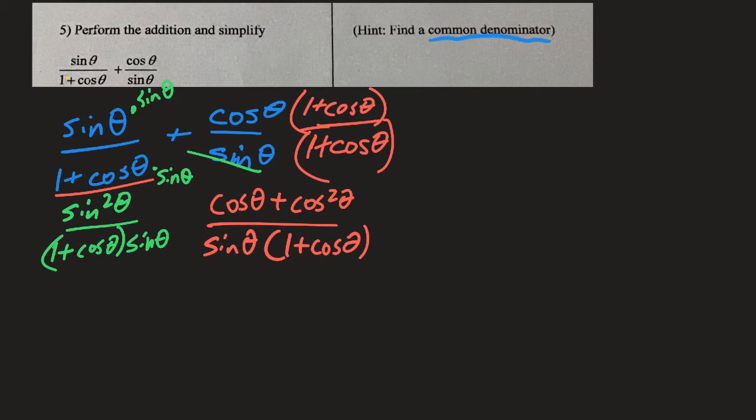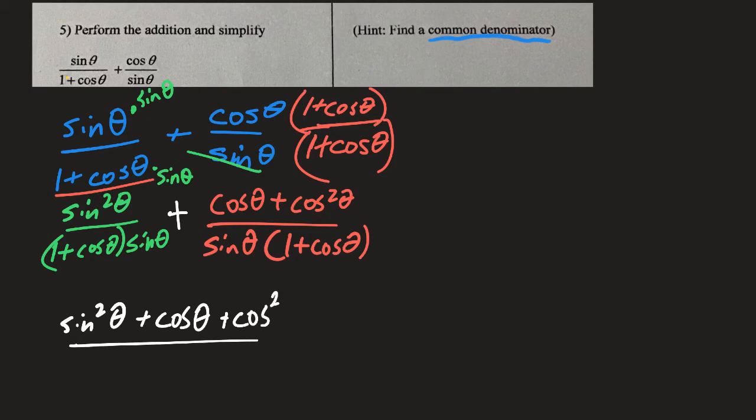And now I've got these two fractions, and they're ready to be added together because they've got the same denominator now. So I'm just going to rewrite this as a single large fraction, and let's see if we can simplify something. Sine squared theta, that's that first term, plus cosine theta plus cosine squared of theta. Okay, and on bottom I've got 1 plus cosine theta times sine theta. Okay, awesome. All right, let's see if this actually does simplify into something.